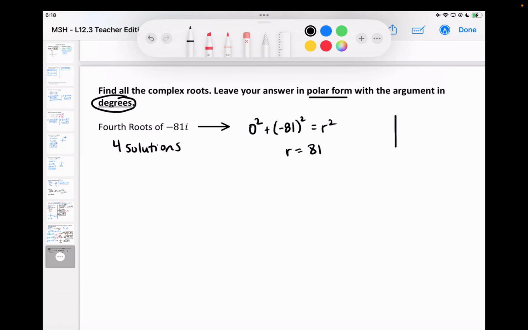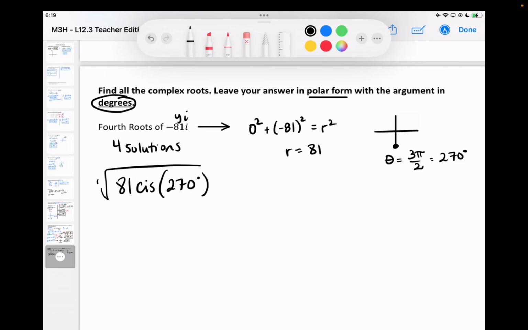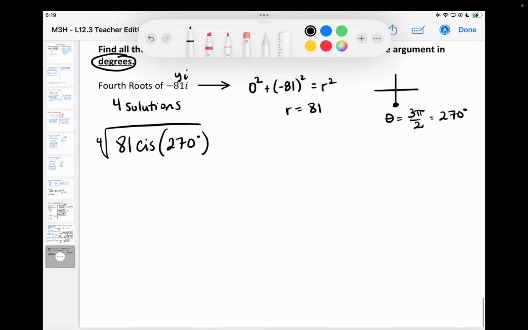Theta, remember this is the y value because it's the imaginary part. So it's going to be on the negative y-axis. So that's going to be 3 pi over 2. But because it said to do degrees, I'm going to have to use 270 degrees, which is fine. So let's go ahead and write our first part down. So we've got 81 cis 270 degrees. And we're doing a 4th root of all of this. So there should be 4 solutions.